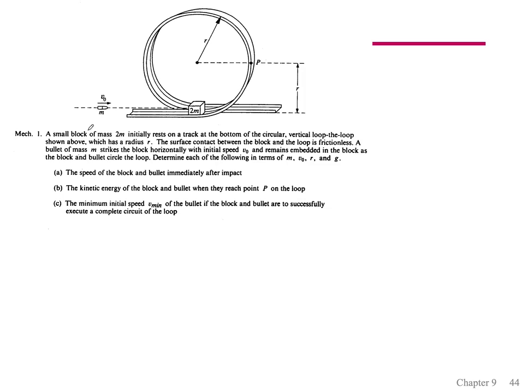A, the speed of the block and bullet immediately after impact. Well, momentum must be conserved, so the momentum of the bullet beforehand has to equal the momentum of the block-bullet system times the final velocity. What's the final velocity? It's going to be 1/3 of whatever velocity the bullet was moving at.